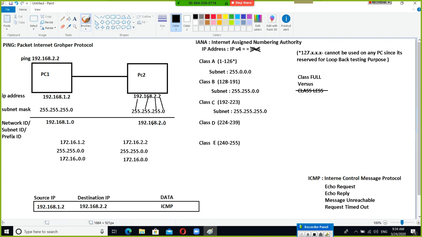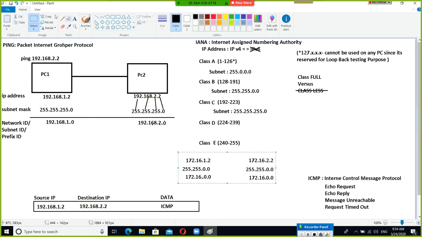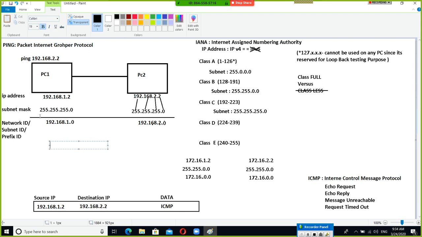Now, let's take another example. I have an IP address 202.16.1.2 on one PC and 2.2.2.2 on another PC. Will these two computers communicate with one another? Why not? Their network IDs are different. Now, did you understand why we have a subnet mask?